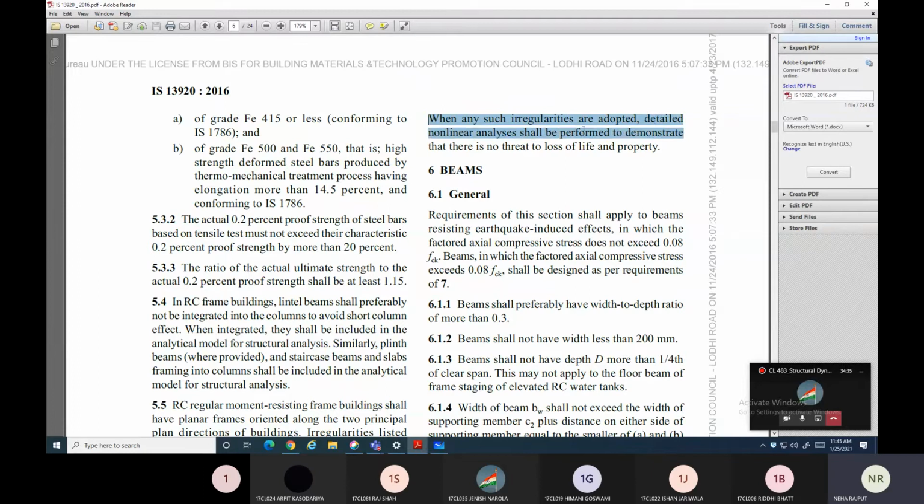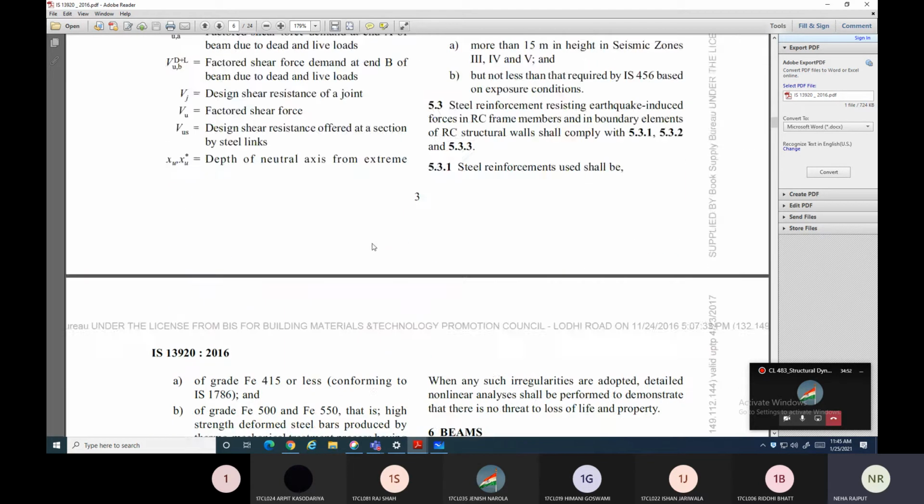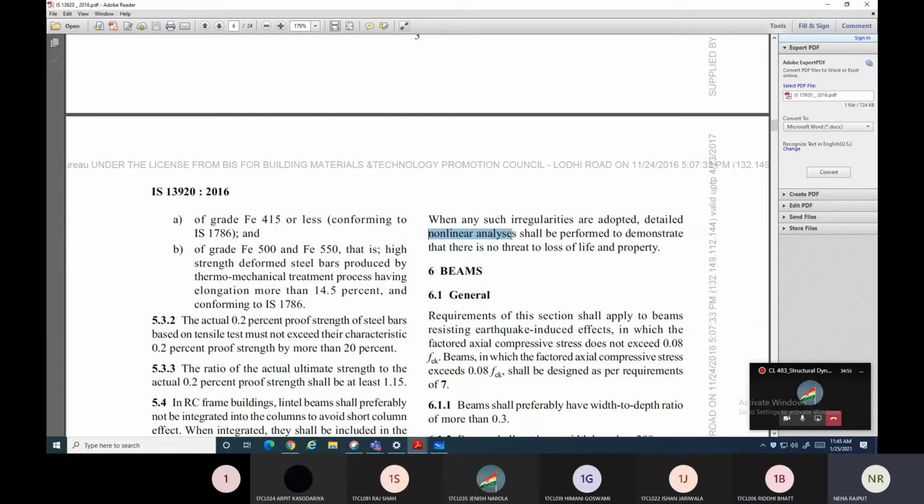Then when any such irregularities are adopted, detailed non-linear analysis shall be performed to demonstrate that there is no threat to loss of life and property. In the worst condition, if you have to provide all these irregularities for your building, then you must go with non-linear analysis. Again, what is non-linear analysis? What is linear analysis? What is time history analysis? What is response spectrum analysis? All these terms we will see when we start with the 1893 code. I will explain how the building is analyzed and what is linear and non-linear analysis.